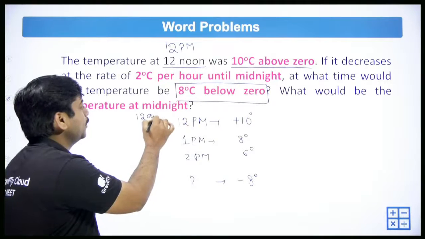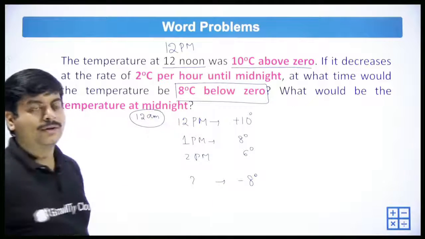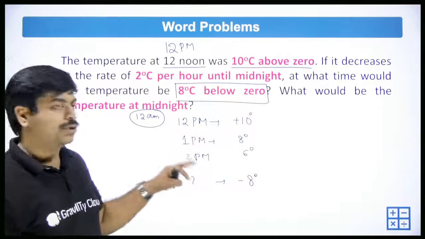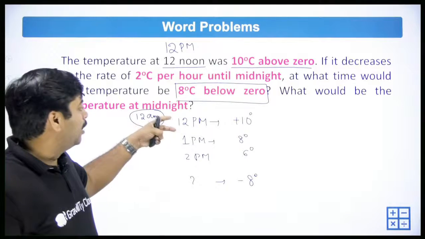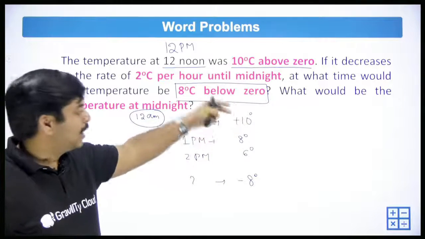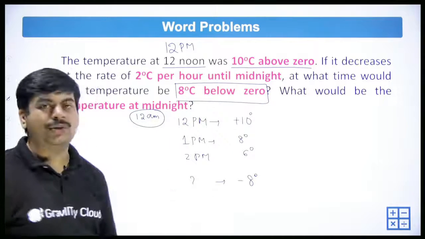Okay, we'll come back to this one. That is the second question. We'll come back to that. Let us try to understand the first question. Starting at 12 p.m., it is at 10 degrees. From 10 to minus 8, what is the duration?